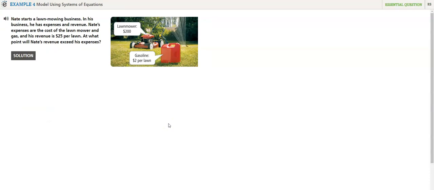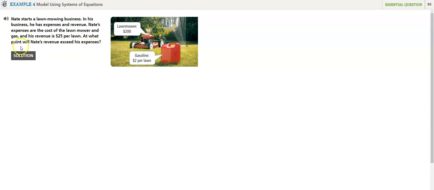All right, example 4 is just kind of modeling real life situations. So we're going to look at a real life example here. We have Nate starts a lawn mowing business. In his business, he has expenses and revenue. Nate's expenses are the cost of the lawnmower and the gas, and his revenue is $25 per lawn. At what point will Nate's revenue exceed his expenses?